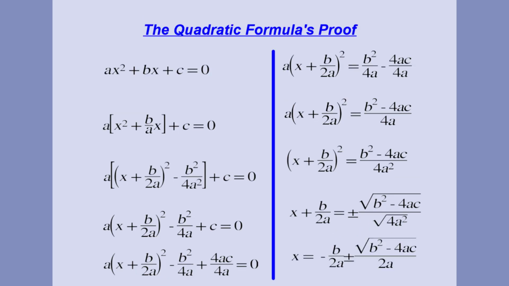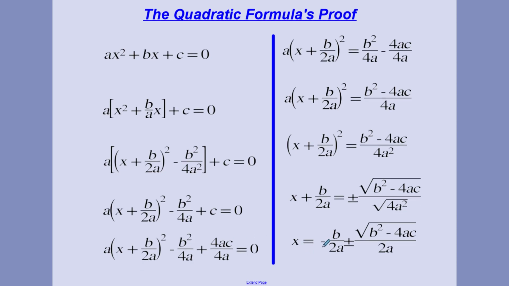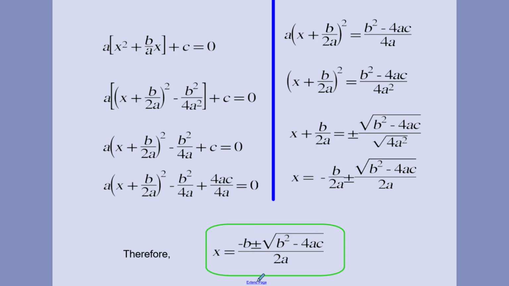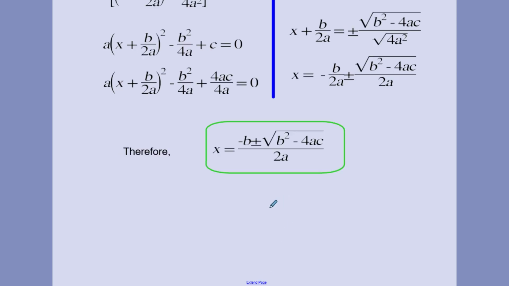That will give us the solution x equals minus b over 2a plus or minus the square root of b squared minus 4ac over 2a. Now we have a common denominator. We can turn the right hand side into a single fraction, which gives us the formula x equals minus b plus or minus square root of b squared minus 4ac over 2a, which is the quadratic formula.